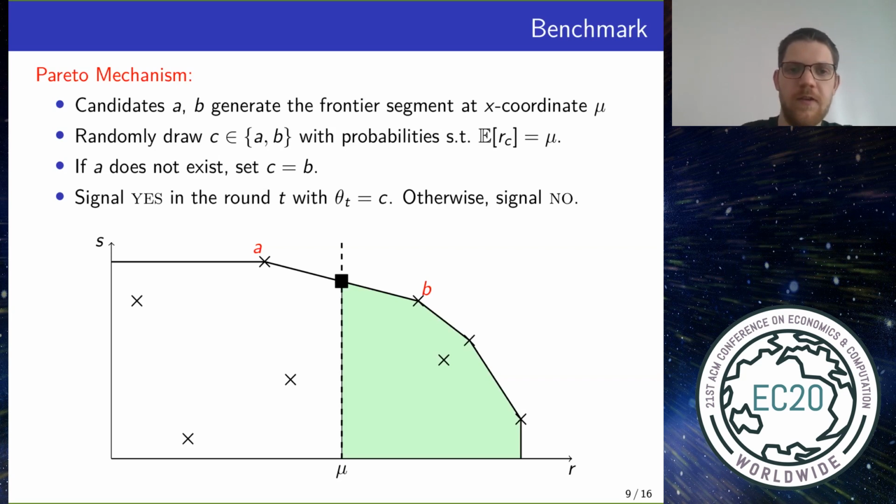Now here it says also if A does not exist, set C equal to B. What does this mean? It could be that B has the best utility for the sender, so that B could be somewhere around here. Then the Pareto frontier would look a little bit different, maybe like this, and there wouldn't be any A. So then obviously only recommending the candidate B would be Pareto dominant over recommending the expected candidate here, as it's better for the receiver and it's just as good for the sender.